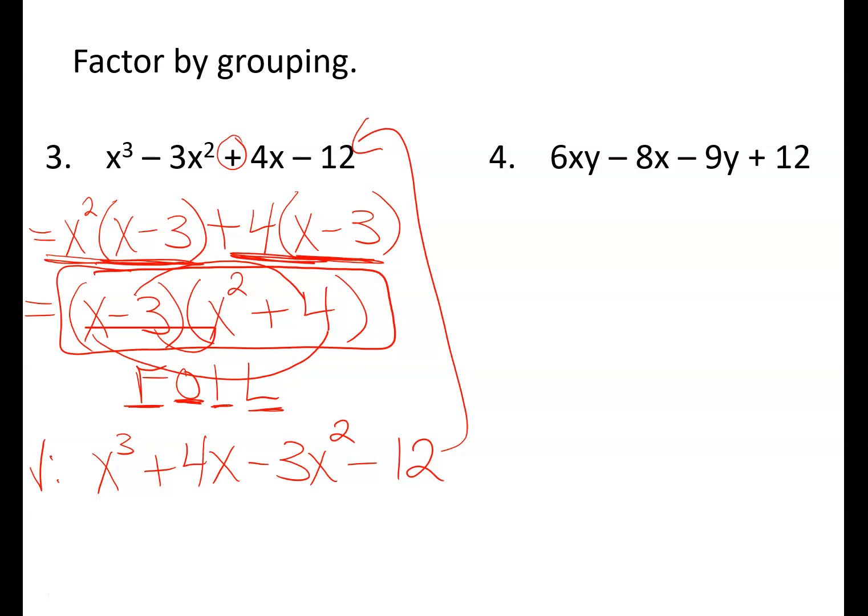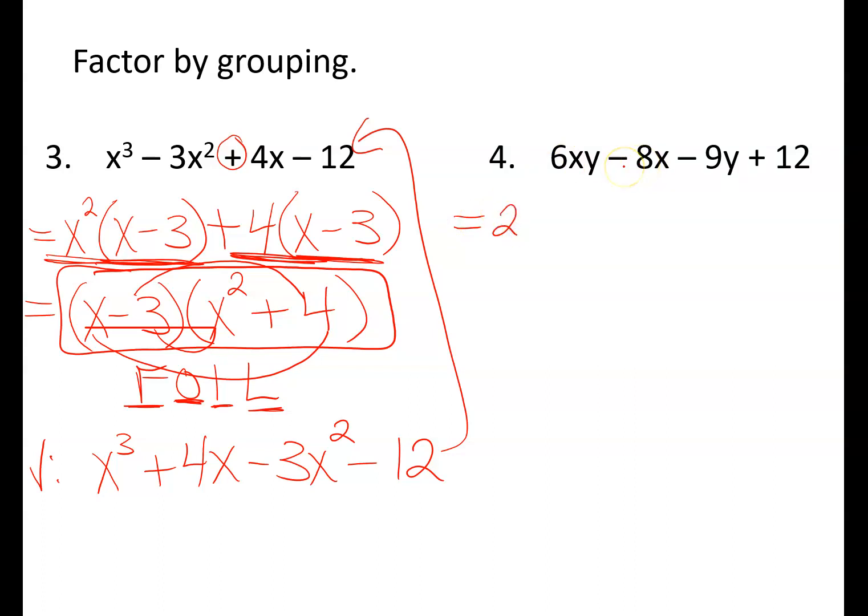Number 4. We're going to start by looking at all the coefficients together. 6, negative 8, negative 9, and 12. We might be tempted to say 3 divides all of those, but 3 doesn't divide 8. Or maybe 2 comes to mind, but 2 doesn't divide 9. So other than 1, we do not have a number that will divide all 4. Therefore, we're going to just focus on the first two terms. 6 and 8 are both divisible by 2.